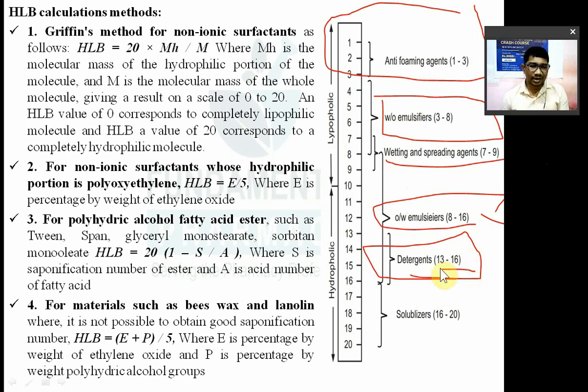Detergents: what does a detergent do? It will decrease the surface tension between the cloth and your dirt, and it will free that oil. Now that oil is converted into emulsion by the emulsifying agent, and that's how it is removed. Now how do we remove oil stains? Detergent. So what is the HLB scale of such a surfactant? HLB scale of detergents is 13 to 16, and of solubilizers 60 to 20.